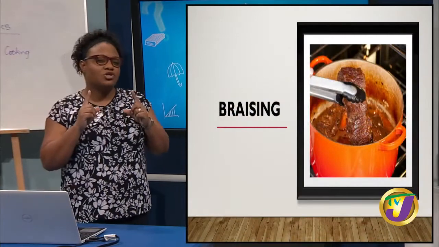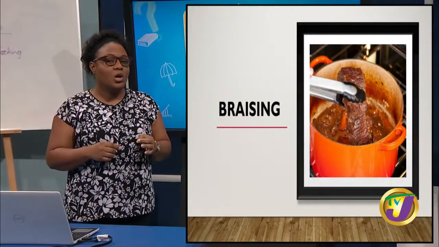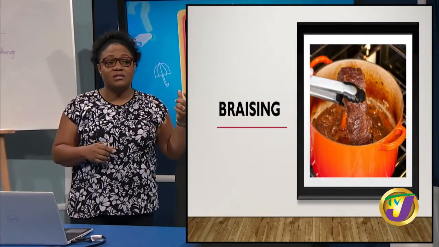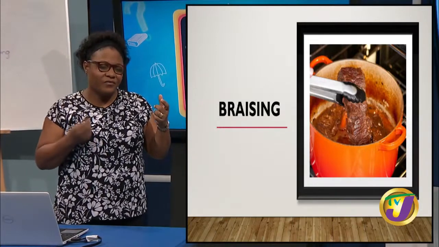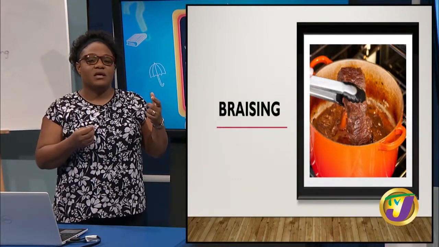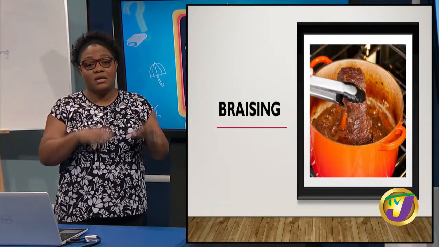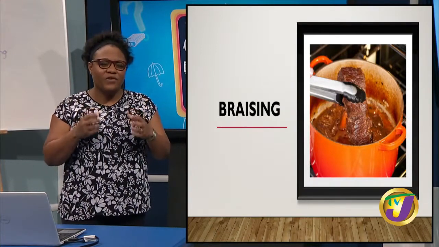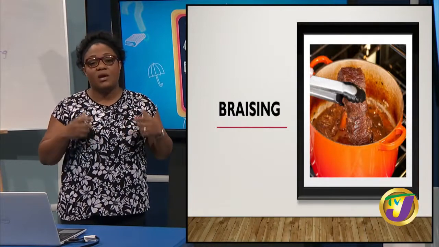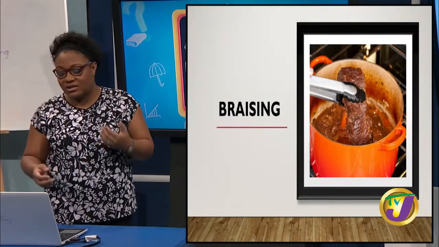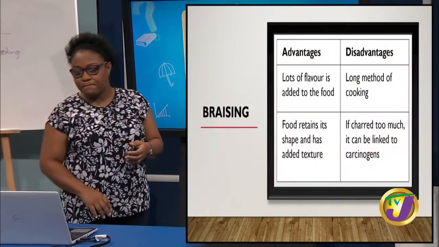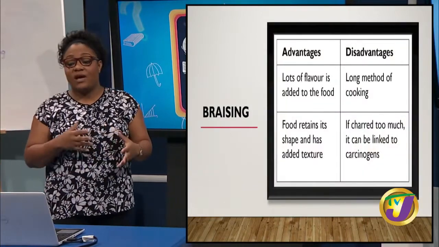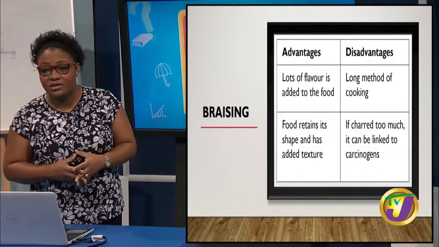But I want to just make this a little bit clear as well. The vessel that is being used tends oftentimes to be the same vessel that the food item is being fried in. So we tend to use a nice cast iron pot, a fairly durable, heavy pot that can withstand the high temperatures of the oven. So let's look at the advantages and disadvantages of braising.